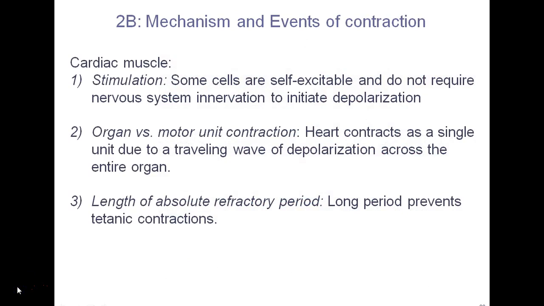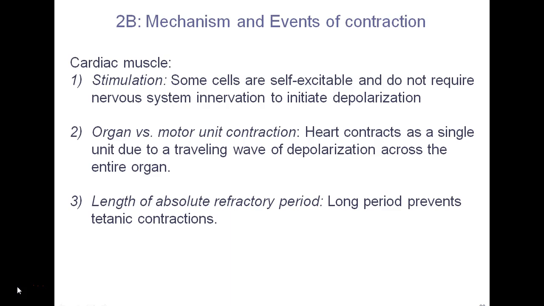Something that makes this cardiac muscle unique is the stimulation. Surprisingly, some of these cells are self-excitable. They do not require a nervous system to innervate or to initiate depolarization. Again, we can contrast that with skeletal muscle. Another unique feature about cardiac muscle is the organ versus motor unit contraction. In other words, the heart contracts as a single unit, traveling as a wave of depolarization. You might recall in skeletal muscle, we're able to innervate just 1 or 2 motor units at a time.